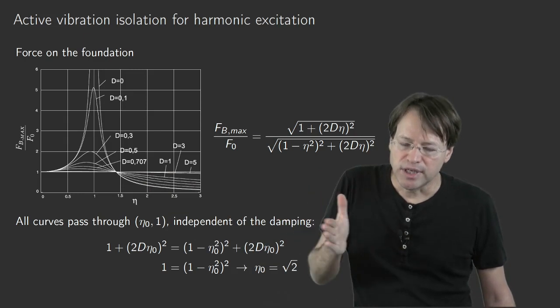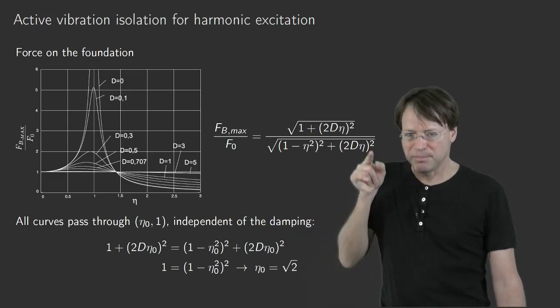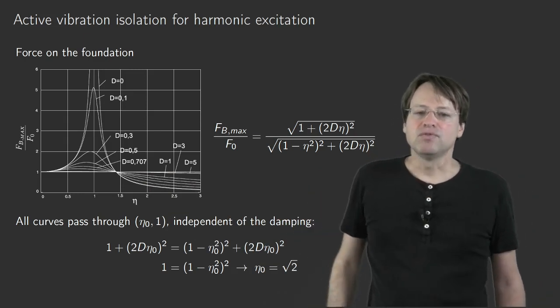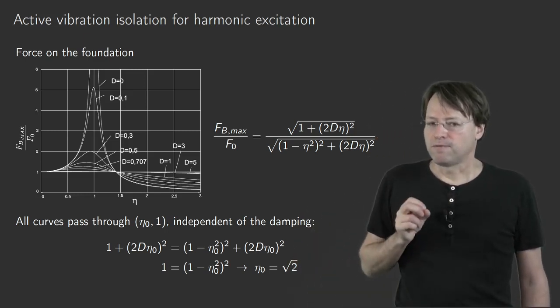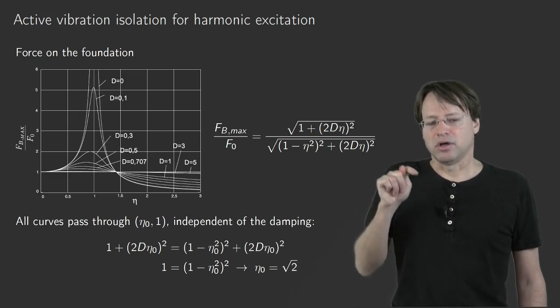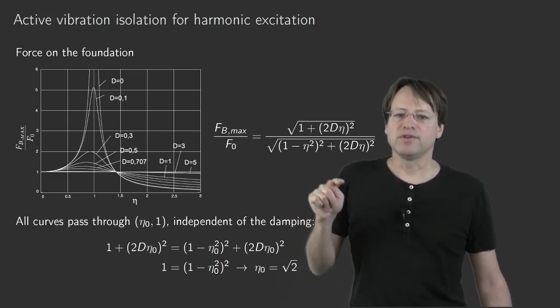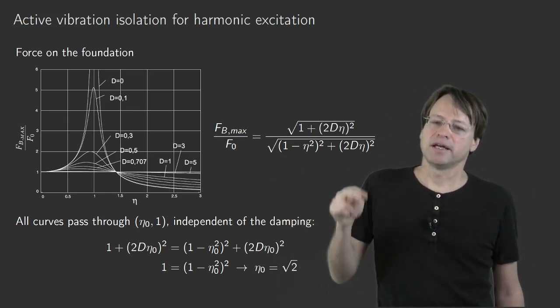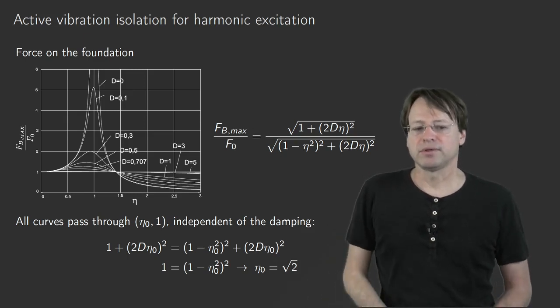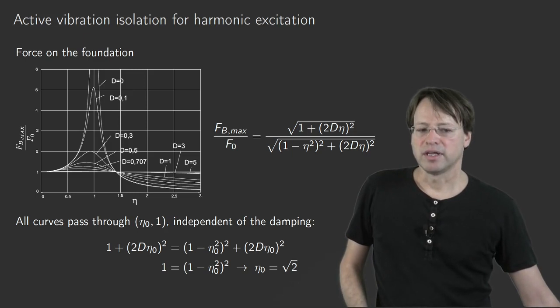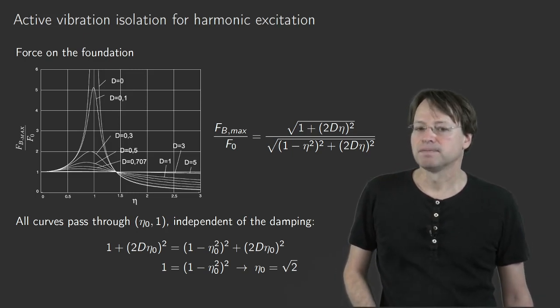Beyond a frequency ratio of square root of 2, independent of the damping, you will find a reduction of the amplitudes of the forces that act on the machine, if you look at the maximum force that is exerted on the foundation. So that's a very interesting result.